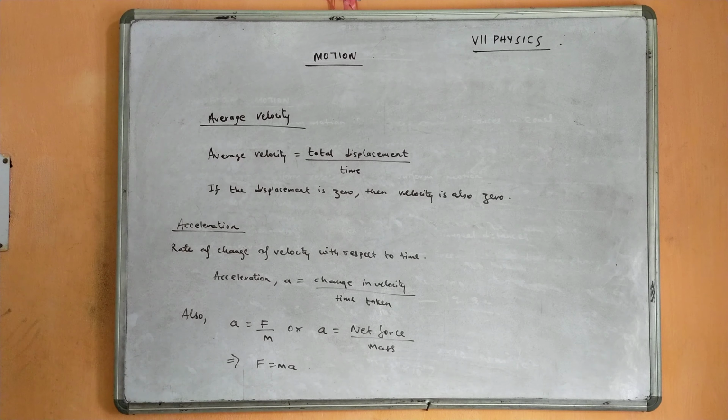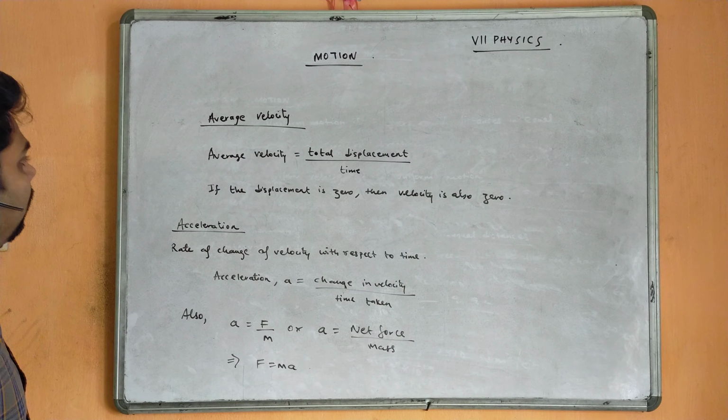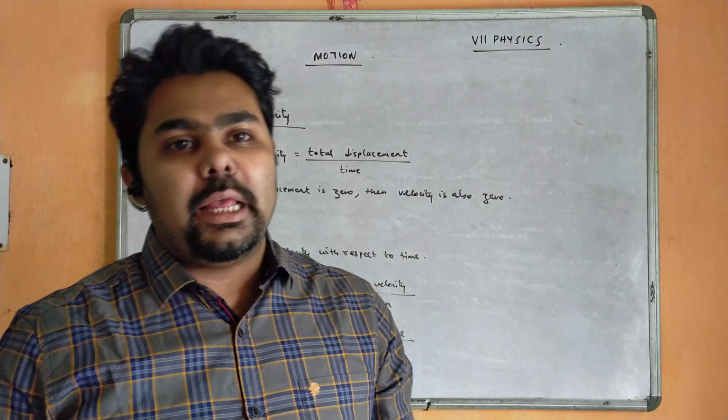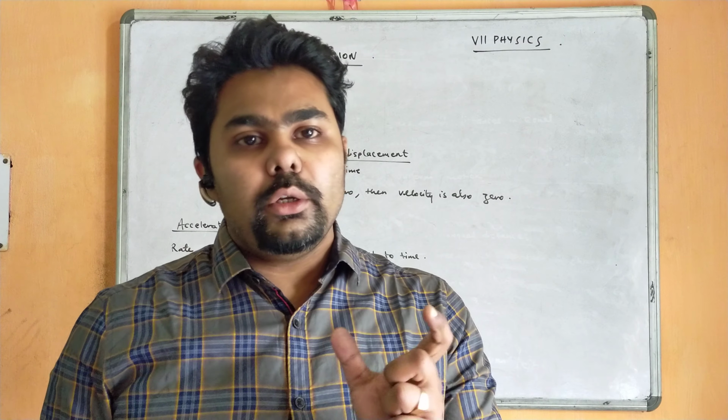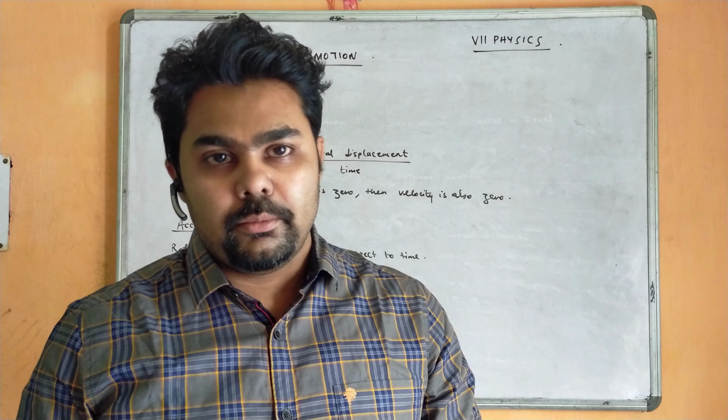So on the board you can see average velocity. This is our next subtopic. Before going to average velocity, let's recall what we have learned in average speed. Total distance covered by a body divided by total time taken was average speed.